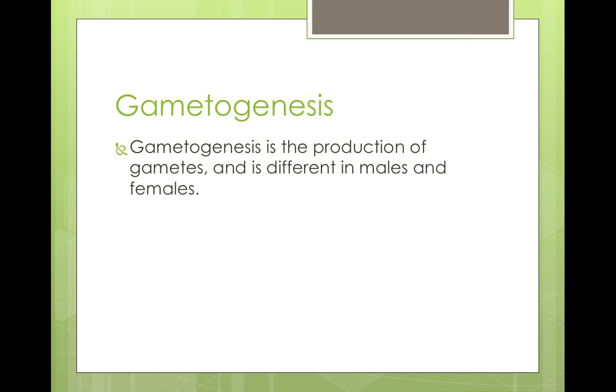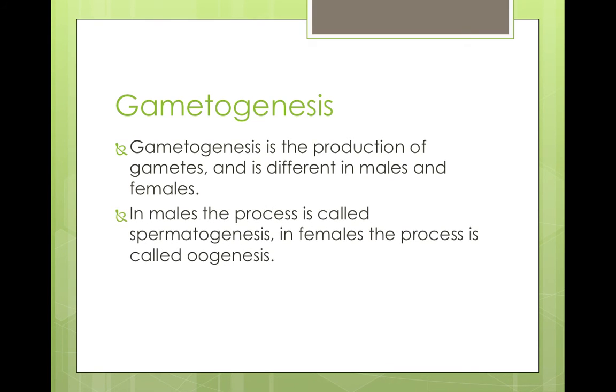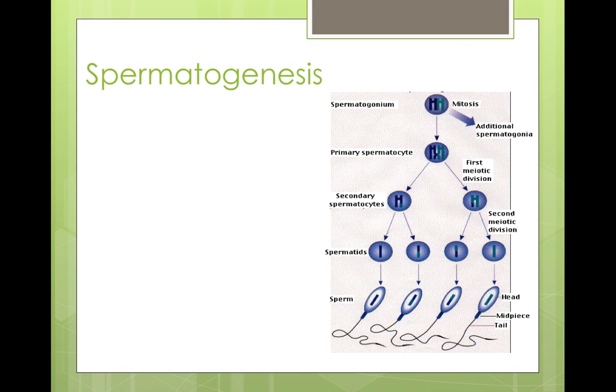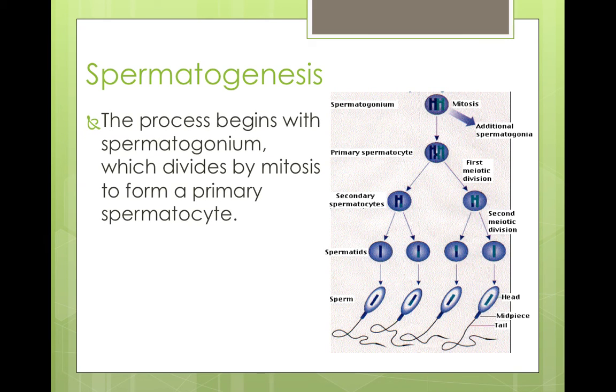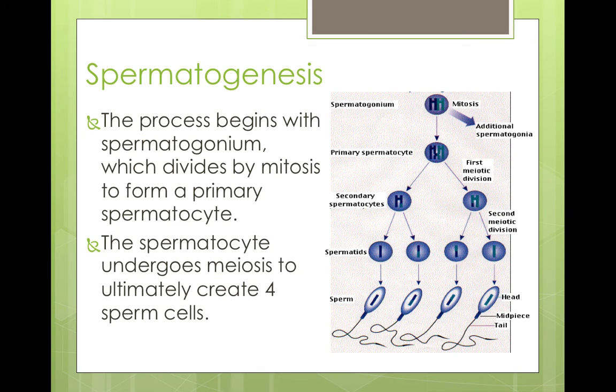Gametogenesis is the production of gametes, and it's different for males and females. In males, the process is called spermatogenesis. In females, the process is called oogenesis. This is what it looks like in males. The spermatogonium cell is produced by mitosis. It's like any other somatic cell in your body, but then it goes on to produce sperm cells through meiosis. And in the end, you wind up with 4 functional sperm cells, each with 23 chromosomes and genetically different from each other.